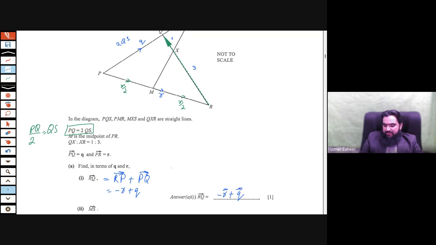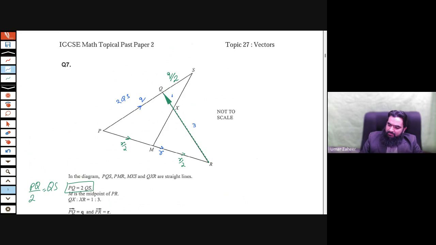In the next part, he says that you have to find MS. So MS is the vector we have to find. Now look here, we have different paths. You can go this way and you will reach the given point, or you can go this way, or this way as well. But among all of these methods, the easiest way is to go from M to P and then from P to S, or P to Q and Q to S.